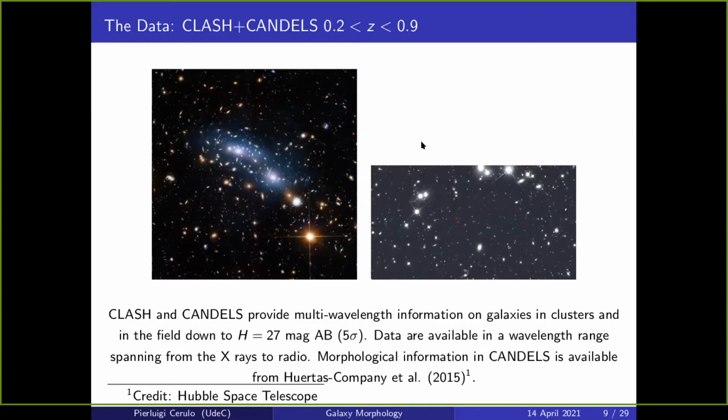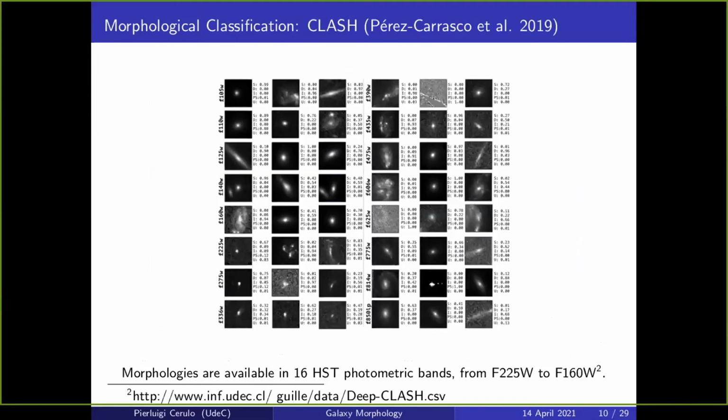For both surveys, morphology is available. The morphology in CANDELS was published by Huertas-Company and collaborators in 2015. And in CLASH, we did the morphology and published it in 2019. You can download the catalog at the link that you see in the slide. The peculiarity that this catalog has is that we determined morphology in all the 16 HST photometric bands. So morphology is available from the near ultraviolet down to the near infrared.